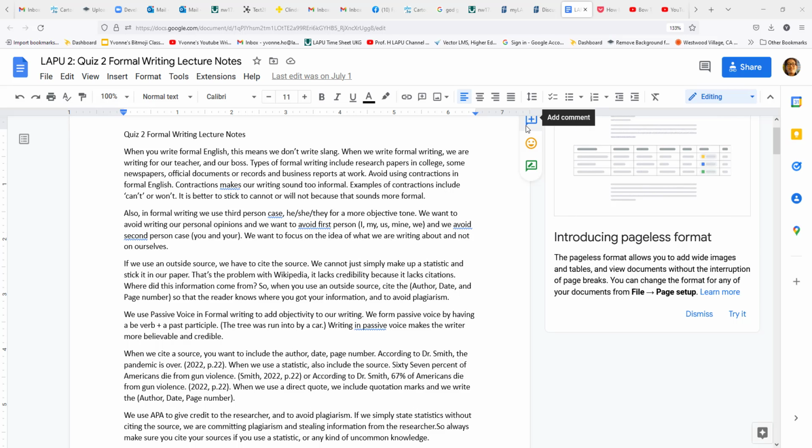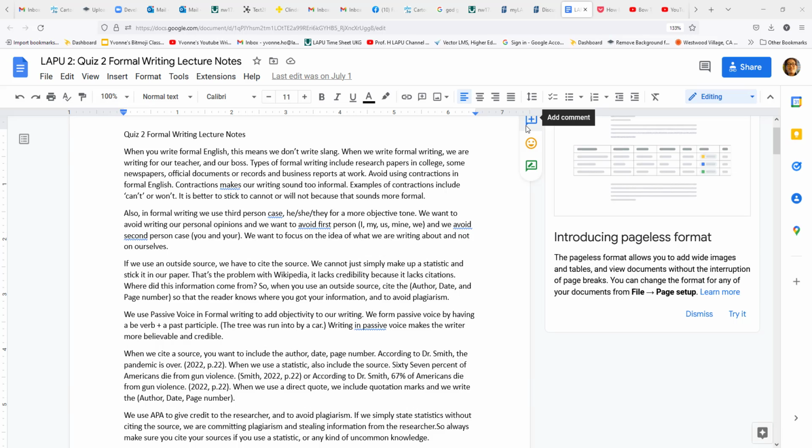So when you use an outside source, and when you use numbers in particular, you need to cite the author, date, and page number so that the reader knows where you got your information from and to avoid plagiarism and to give credit to the researcher.